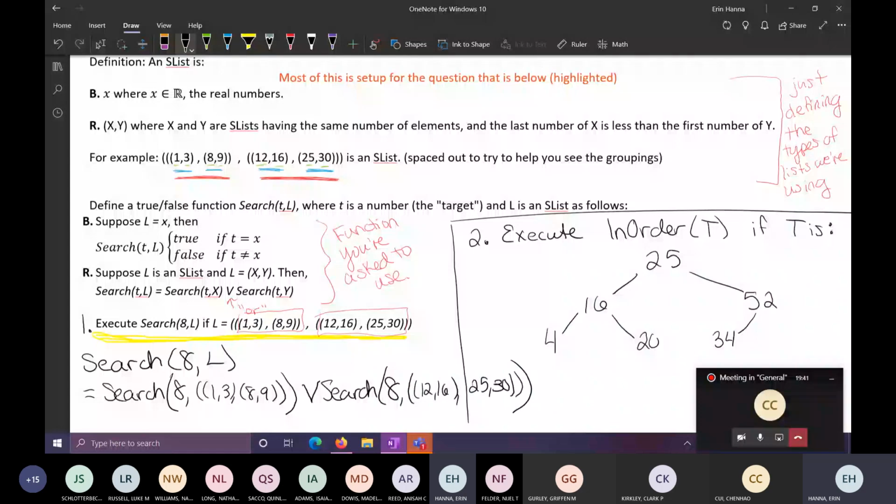And then you would have to do the recursion again on each one of those pieces where essentially your XY is the 1, 3, 8, 9, and then 12, 16, 25, 30. Then you have to break it up again before you can actually use the true false statement. So that's how that'll work. And then the execute in order T, if you watched the videos, you should know how that works. So hopefully you watched the videos.